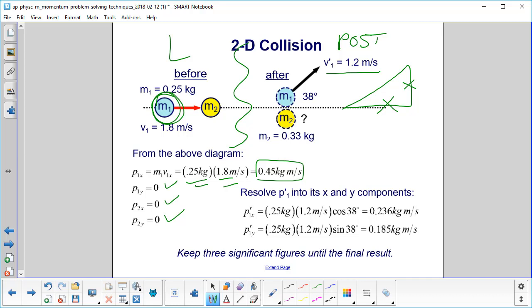So P prime 1x is the mass times 1.2 meters per second, that's its velocity on the angle, times the cosine of 38. And we get this. And we'll keep an extra sig fig there until we get to the very end. And then P prime 1y, that's the sine function, and there's our number. So we've got this one all taken care of. So we're going to move on to M2 next.